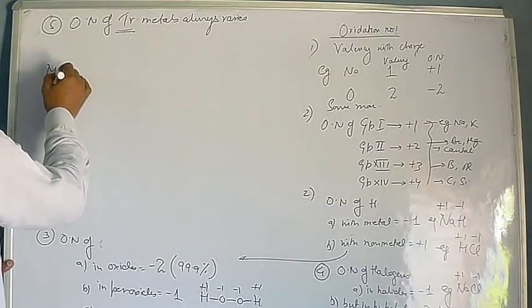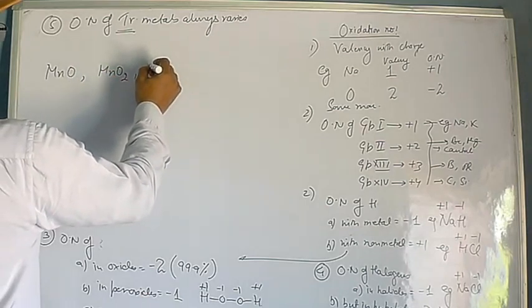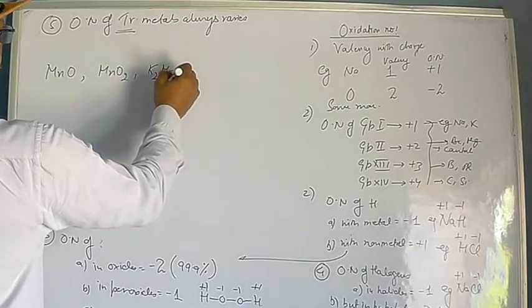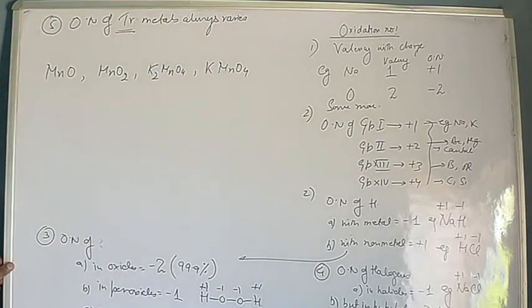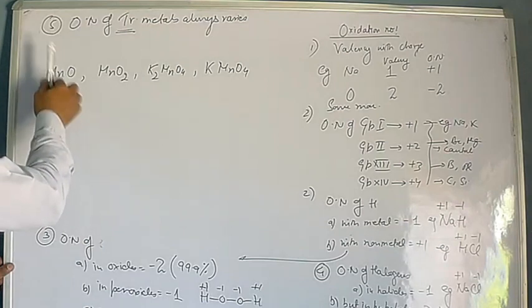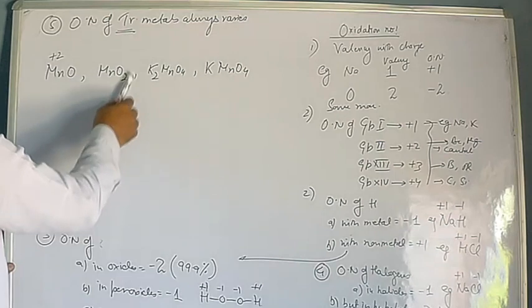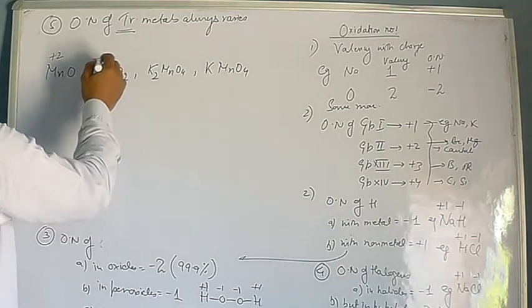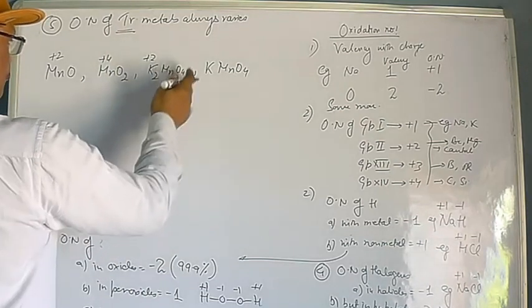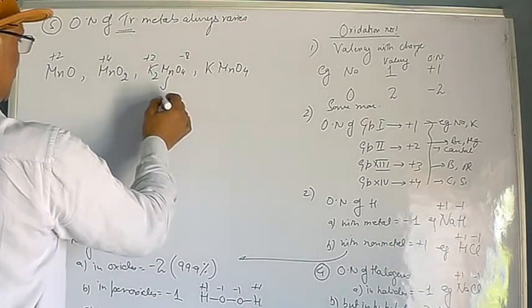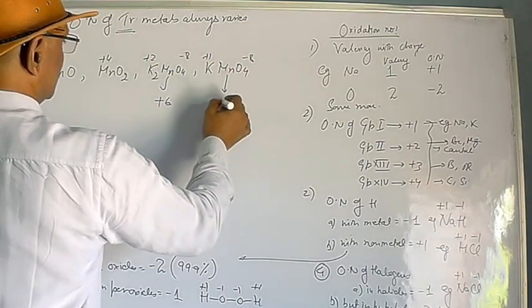Let us take an example: MnO2, K2MnO4, and KMnO4. Class, you know O is minus 2, so Mn is going to be plus 2. If 1 O is minus 2, 2 O is minus 4, and if this is minus 4, then Mn is going to be plus 4. Potassium plus 2, minus 8, then Mn is here plus 6. Plus 1, minus 8, then Mn is here plus 7.